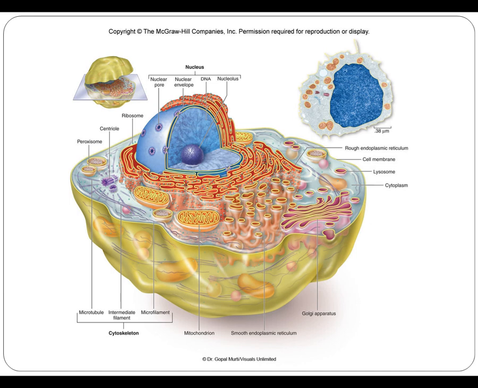The first structure I want to talk about is this outer structure that's highlighted in yellow. What is this highlighted yellow thing? What is it called? What is this structure in the yellow? Thank you. Alright, so that's the cell membrane. It says cell membrane, and it's labeled.